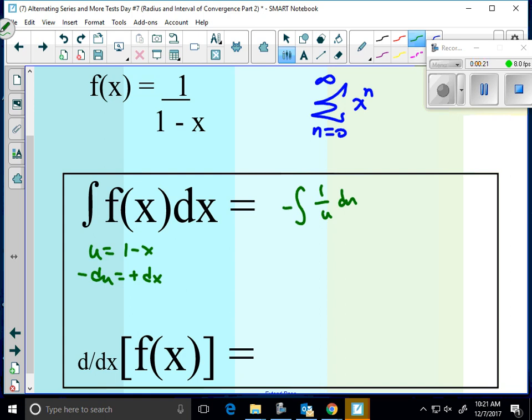What would this be? Negative ln of u plus c. Okay. Cool. Right, we use u sub. We could.